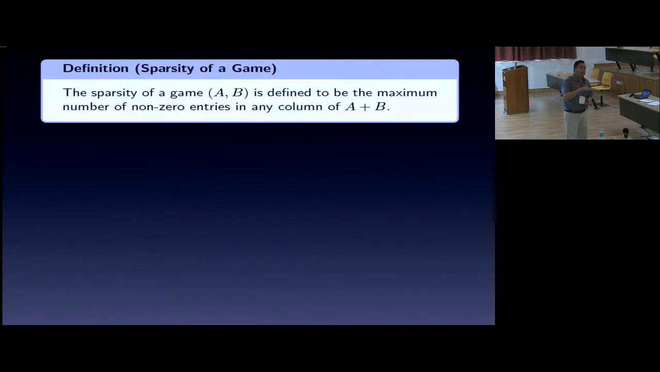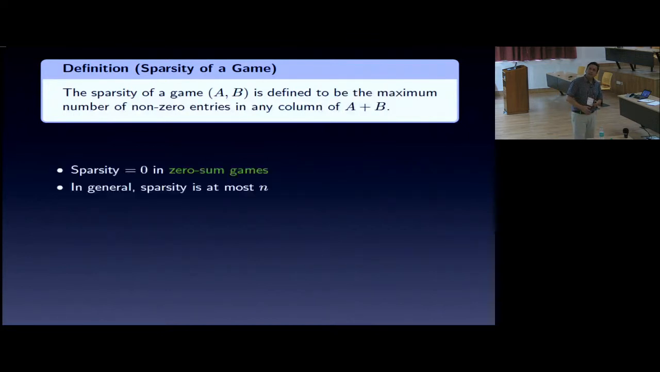This result will hold if you have row sparsity or you have some affine combination that's sparse. Nonetheless, for the purposes of the talk, let me stick to this simple definition that a game is S-sparse if the sum matrix has at most S non-zero entries. Right, so that's the definition of sparsity, and just to hammer it in, note that if I have a zero-sum game, so this sum A plus B is the all zeros matrix, then sparsity is zero. Every column is just all zeros. And in general, since these are n cross n matrices, the sparsity can be at most n.